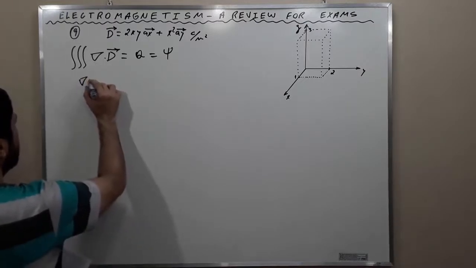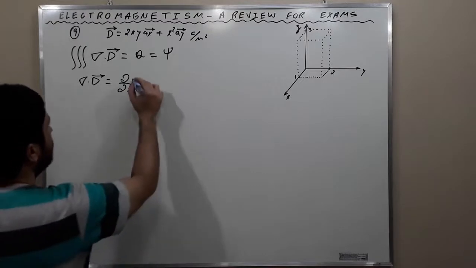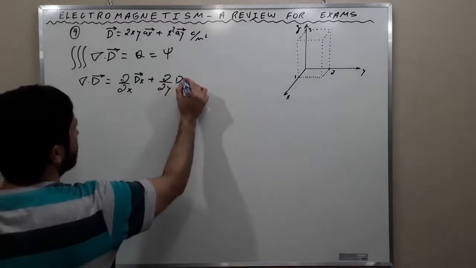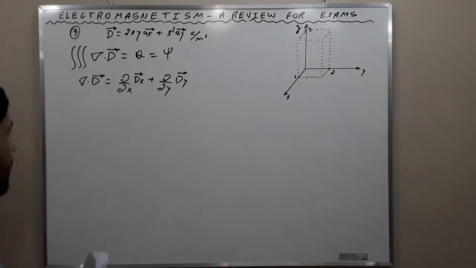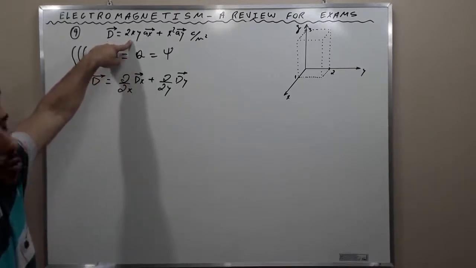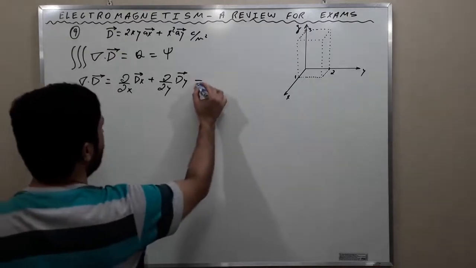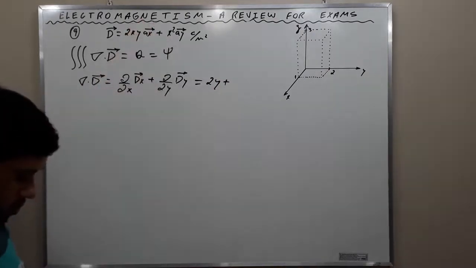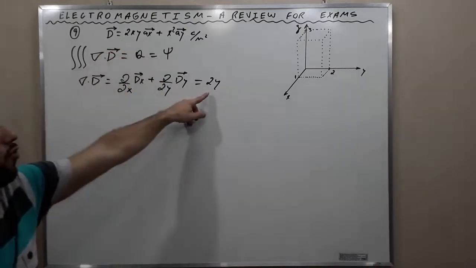Okay, the divergence of D is equal to the partial derivative with respect to x of Dx plus the partial derivative of Dy with respect to y. And we don't have the z component here. Okay, the derivative of this with respect to x is 2y, so it is going to be 2y plus the partial derivative of this with respect to y, which is 0, so the solution is only this, okay? The divergence of this vector here is 2y.